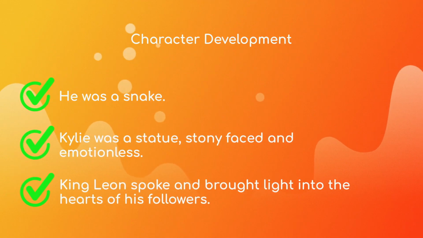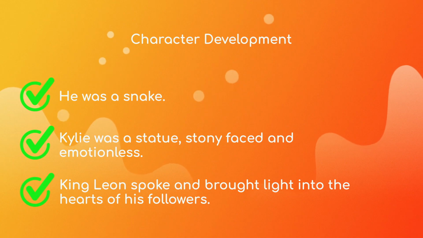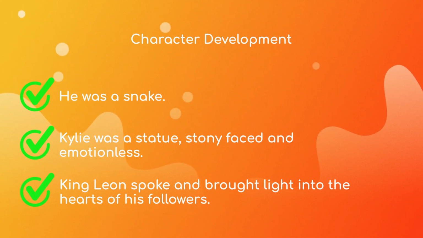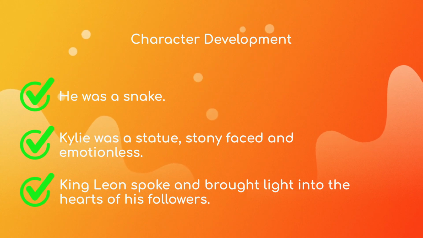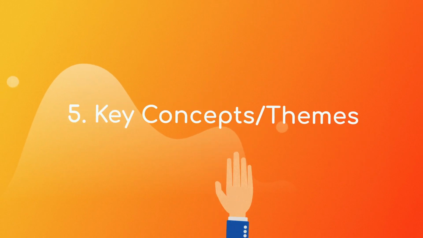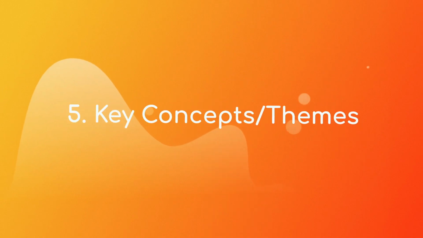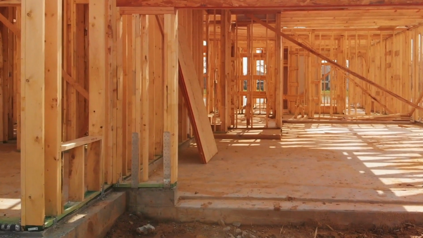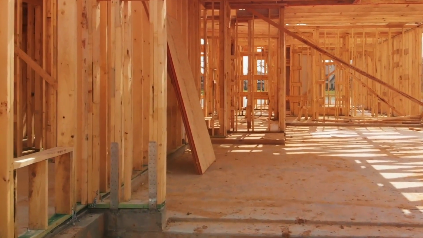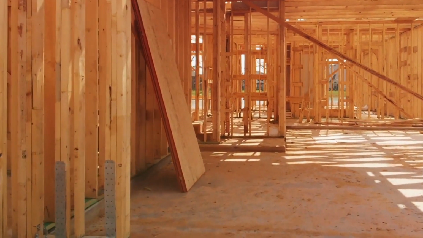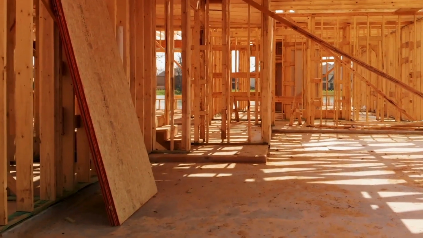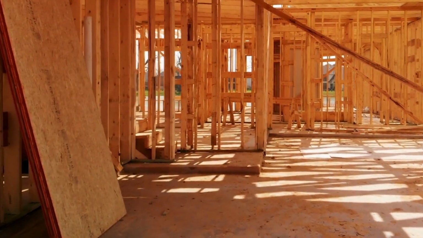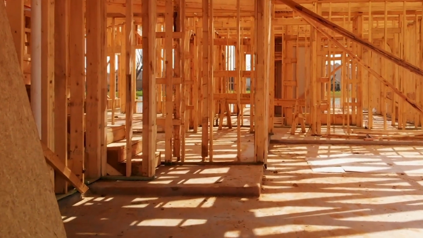With each of these examples, you learn something new about the character without having to go into specific detail. It also helps the reader picture how they should feel about the character. Number 5, key concepts and themes. The 5th and final way to include metaphors in your writing is to reveal themes and key concepts. Using metaphors to do this plants ideas in the reader's mind in a subtle way, like a clue to the inner workings of the author's mind.